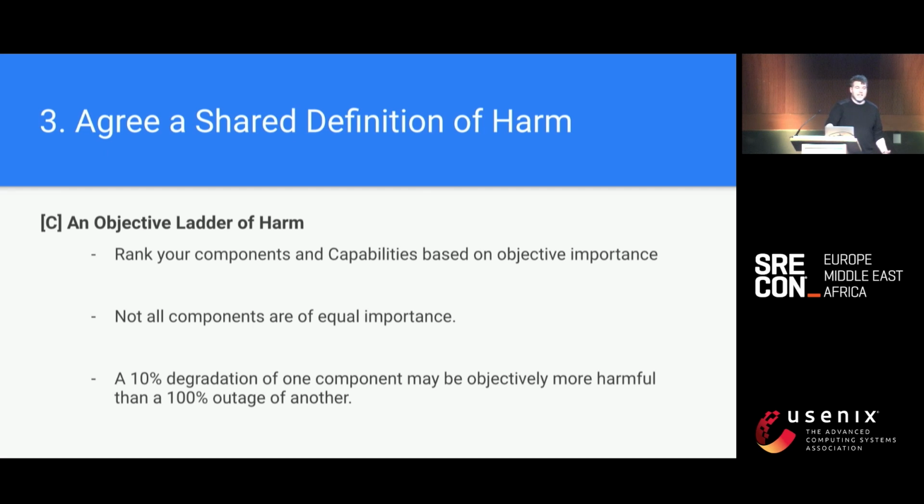And finally, adopt an objective and shared ladder of harm. You have to be ruthless and rank your components and your capabilities based on the harm that they could potentially cause in their absence. Not all components are equally important. And I just offer an observation that a 10% degradation in one component may objectively, to your org and your users, be more harmful than a 100% outage of another component.